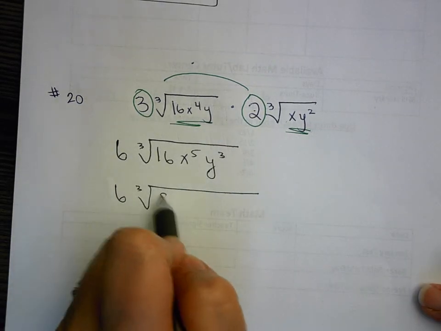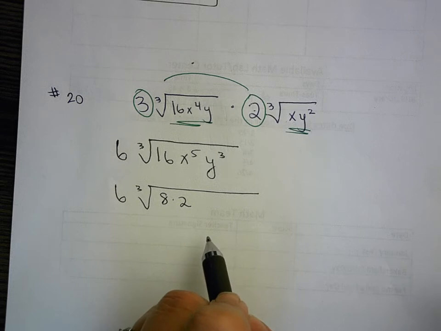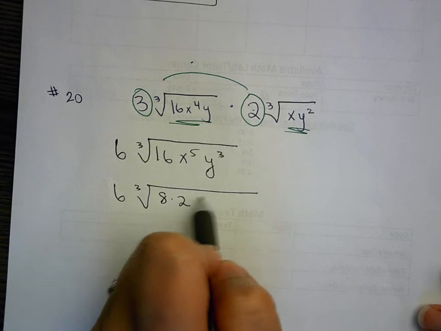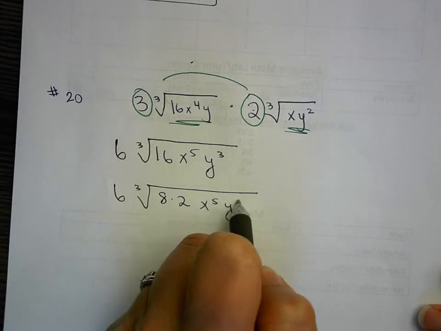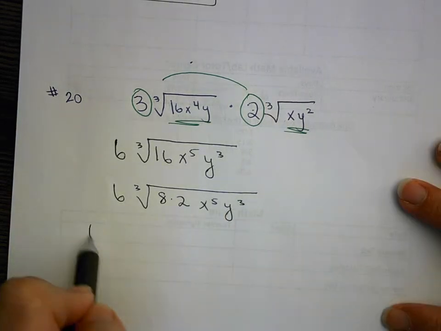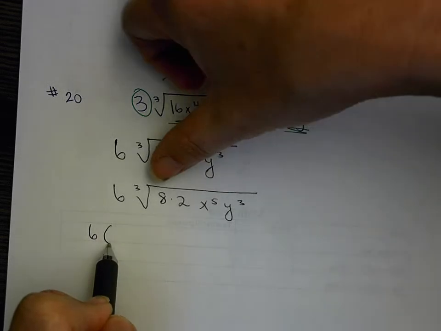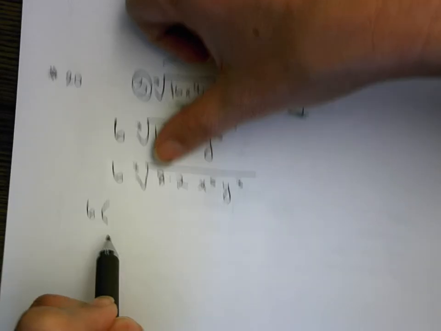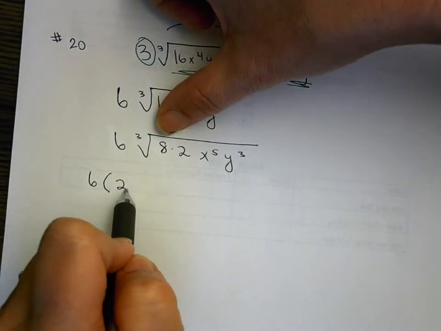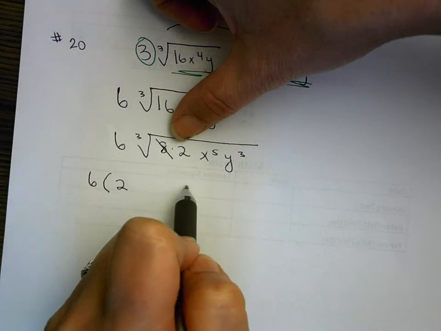So we know we're going to use the 8 times 2, right? Because 4 times 4, I don't know the radical or cube root of either 4. And then x to the 5th, of course, and then y cubed. So I already have that 6 out here. And so I know the cube root of 8 is 2. So the cube root of 8 is 2. And then I don't know the cube root of 2.